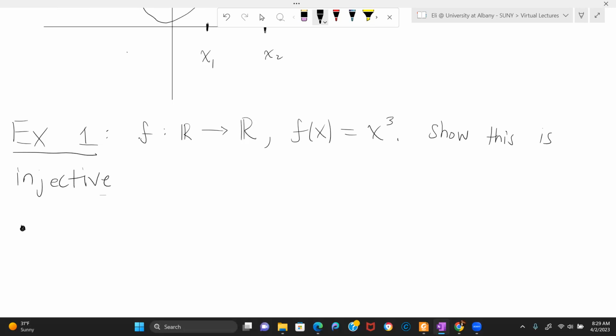So the first way, there's a couple ways. First way.